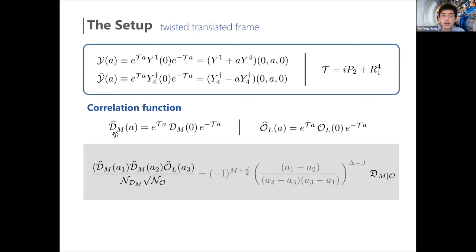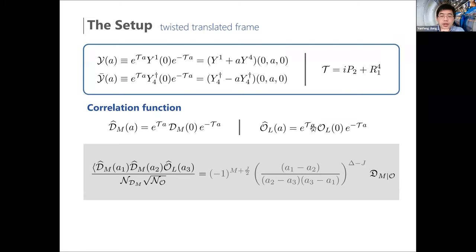Sorry, Yunfeng, I probably missed it. What does 0, a, 0 refer to? The argument, yeah. These are the space-time coordinates. It's a three-dimensional field theory. Okay, sorry. Thanks.